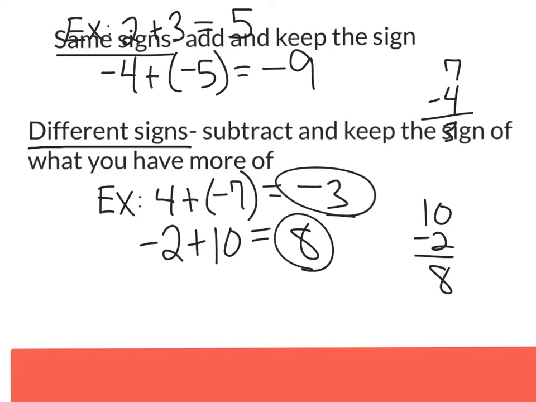One way of thinking about it, if you have different signs, it's like these are working against each other. Positives and negatives are working against each other, and then you just see which one you have more of in the end is what's going to win out.